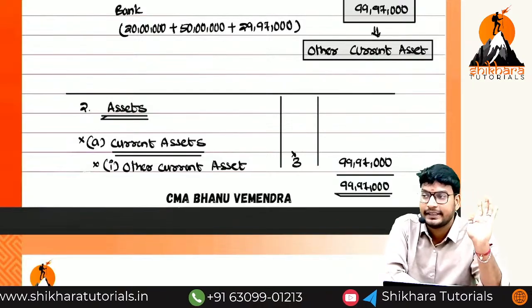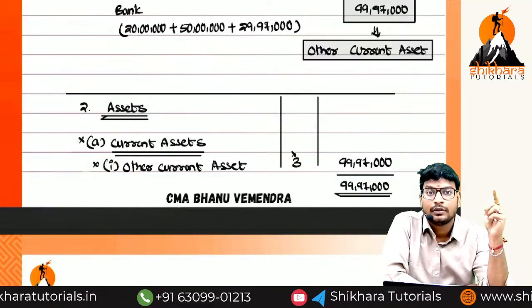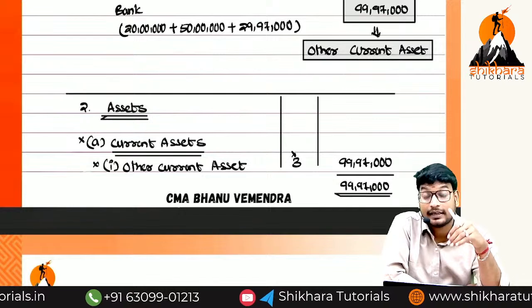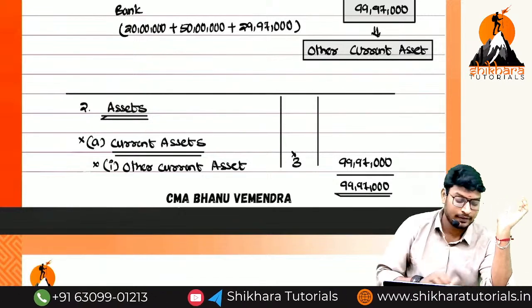Is there any doubt? How do we need to show the cash and cash equivalent? Under the assets, there is a heading called current assets. Under that current asset, other current asset, we have to show this one.